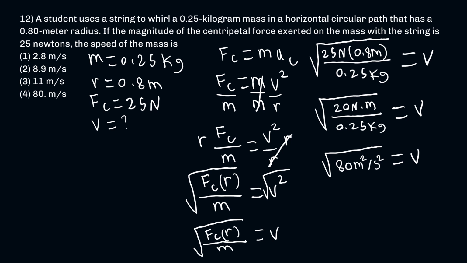Do the square root here of 80. 8.9 is going to be my answer. So 8.9 meters per second equals my velocity, or speed. That is going to be answer choice 2 here. Let's move on to our next example.